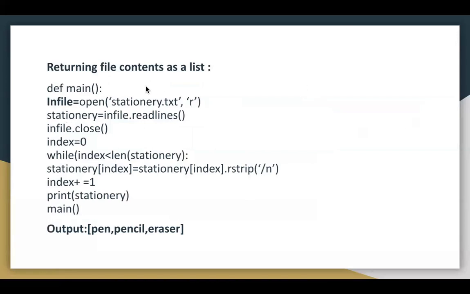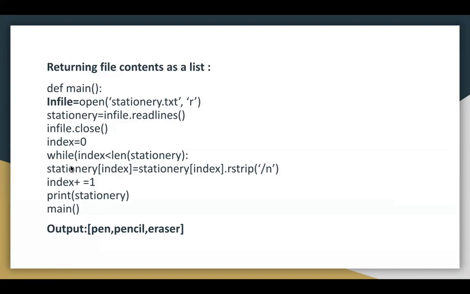And another example is returning file contents as a list. Previously, we added contents in the list to a file. Now we are returning file contents as a list, that is, we want to read the contents into the list. So here in file is equal to, first we want to open the file, that is open stationery.txt, comma, and we should give the read mode, because we want to retrieve the elements into the list. And stationery is equal to in file dot readlines. We want to read line by line, and in file we want to close. After reading the lines, we should close the file, that is in file dot close. And we are giving the index as 0.